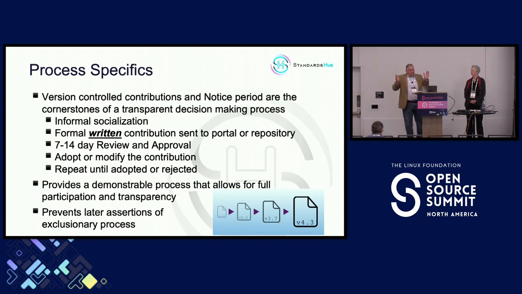So the important part about all this is that following that process gives you an unimpeachable record that says, we allowed for full transparency, we allowed for everybody to participate, and it prevents future assertions of exclusionary process down the road. Because eventually, if you have a popular specification, somebody's going to troll that specification. And when they do that, they may use process issues to say, oh, wait, you didn't do it right. And so applying these kinds of process specifics to your program really protects the specification in the long run. It protects the consortium, and it protects the people who make the contribution.